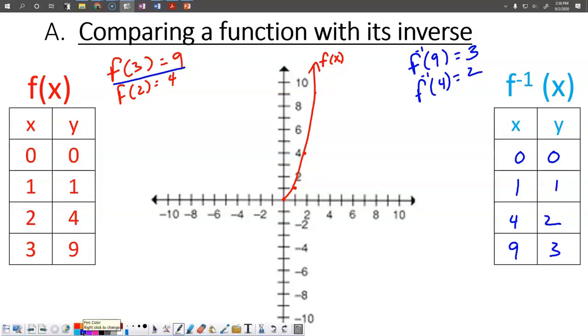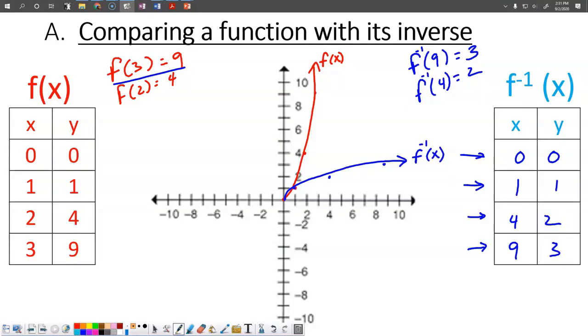All right, so let's start by graphing 0, 0, and then 1, 1, and then 4, 2, and then 9, 3. So observe that graph of the inverse. It looks like the same shape, it just looks like it's been reflected.